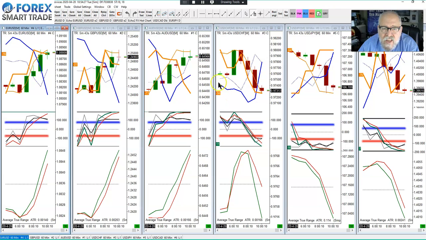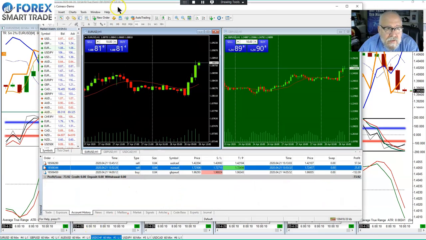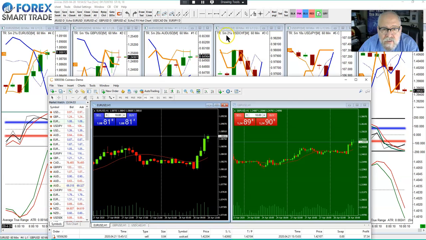So I've got condition A met on the USD CHF. All 4 lines are below the oversold line. So this is a good trade. Let's go ahead and take it. To take it, I open up my CoinEx. We've got 5 minutes left in the hour.